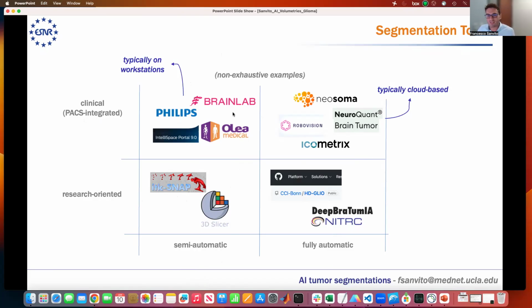Typically, it's not a strict rule, but usually the PACS integrated clinical products work with a separate workstation, so they are usually connected to PACS. They can send data back and forth with PACS, and they are on a different local workstation. Whereas the fully automated AI tools are usually cloud-based, so usually the data is pushed from PACS to the cloud. The company processes the data, creates the segmentation that gets pushed back to the local computer, essentially.